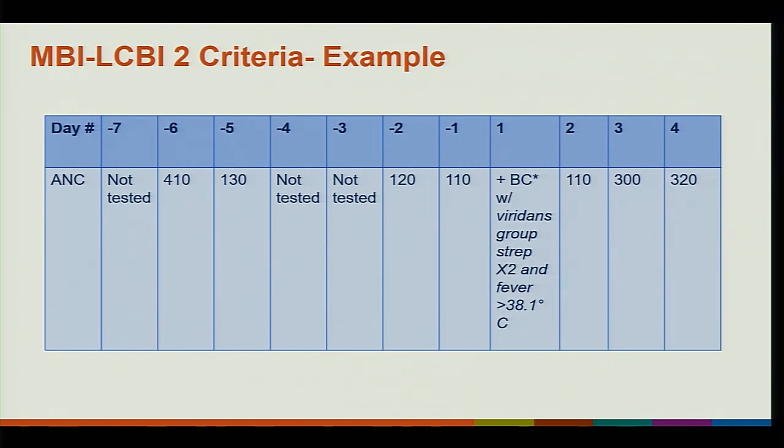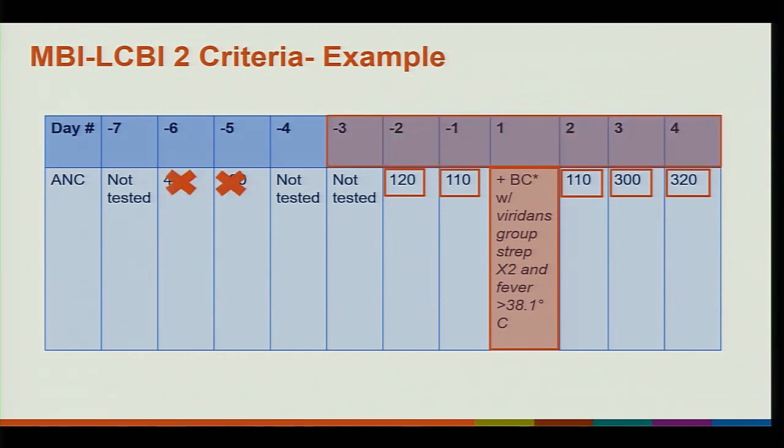All right. First, the patient fully meets LCBI 2 with at least 2 blood specimens and matching common commensals, in this case, Viridans group strep, plus a fever greater than 38.1 degrees Celsius. Because we have neutropenia on 2 separate days occurring within the 7-day time frame, the patient will meet MBI LCBI criteria with ANC levels of less than 500 cells. Please note values on days negative 5 and negative 6 cannot be used because they are outside of the 7-day time frame that includes the day of the positive blood culture, 3 days before, and 3 days after.